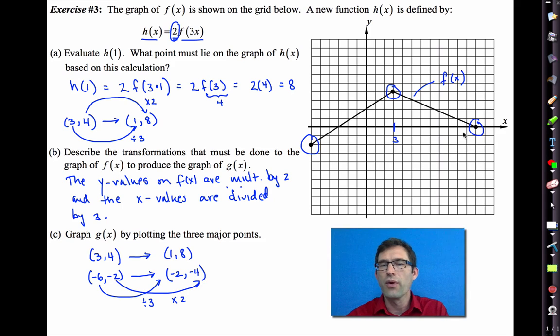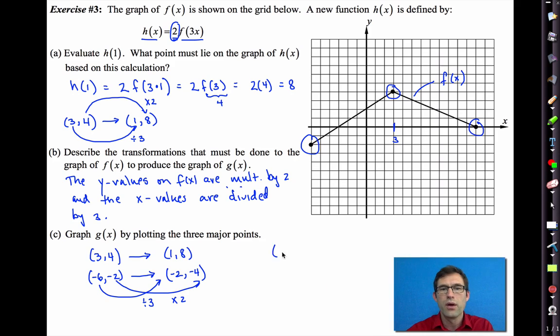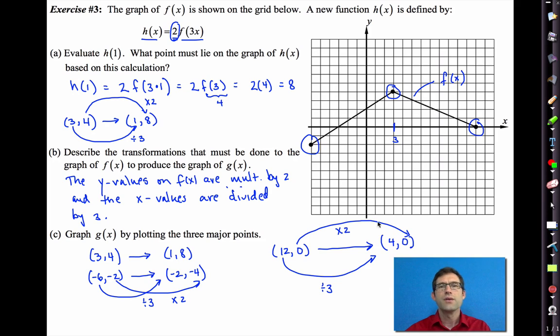And then let's do this point. Whoa, that's at 1, 2, 3, 4, 5, 6, 7, 8, 9, 10, 11, 12. And the y-coordinate is at 0. So again, we're going to take this and divide it by 3. So 12 divided by 3 is 4. Now this is a little bit weird. With 0, when we multiply that by 2, it's still 0.